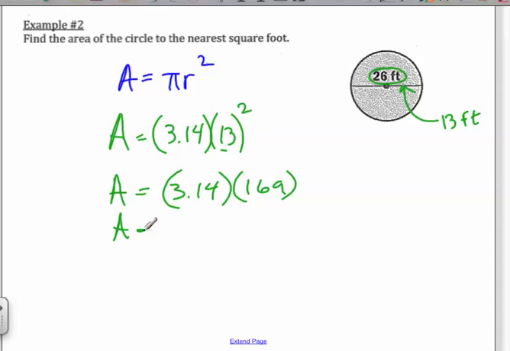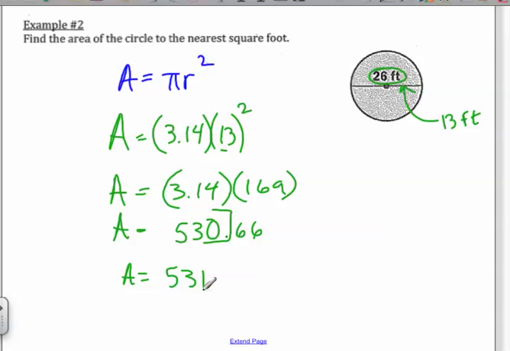You get 530.66. It said round to the nearest foot. So should this go down to 530 or up to 531, Teddy? Up to 531. So the area is 531.